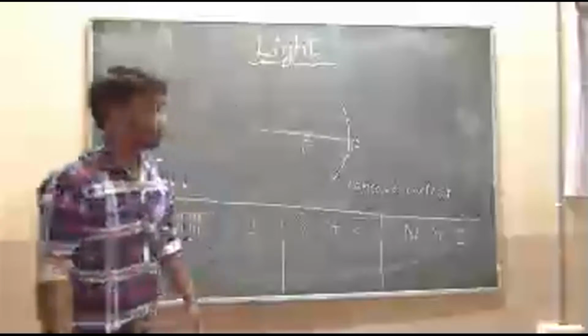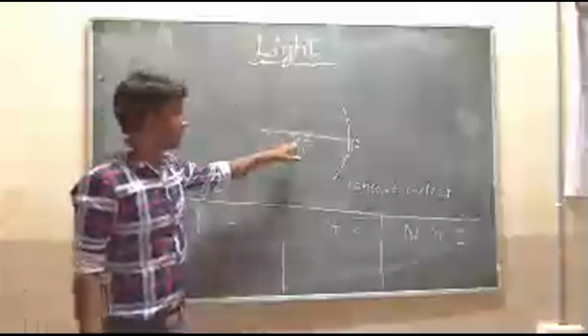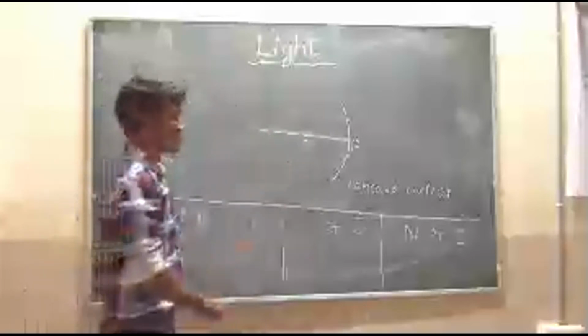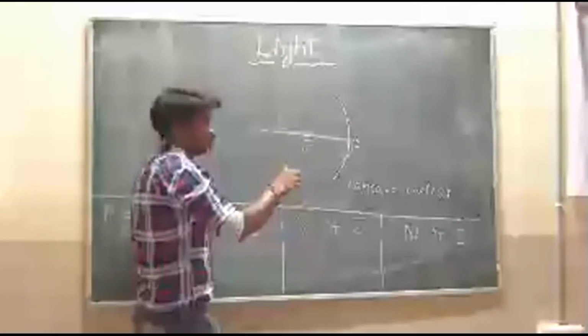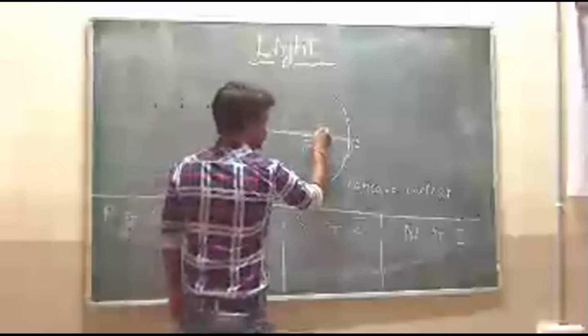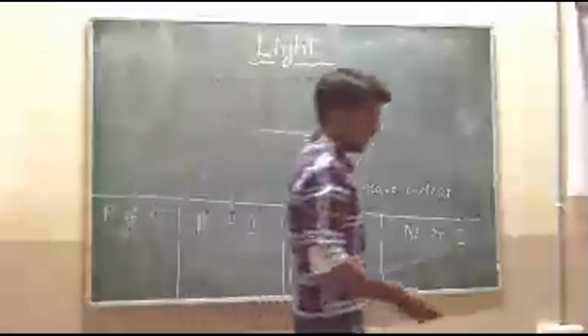See, one more thing. Here this is the center of curvature and this is the principal focus. Suppose the distance between C and F is 5 centimeter, then the distance between F and P is also 5 centimeter.